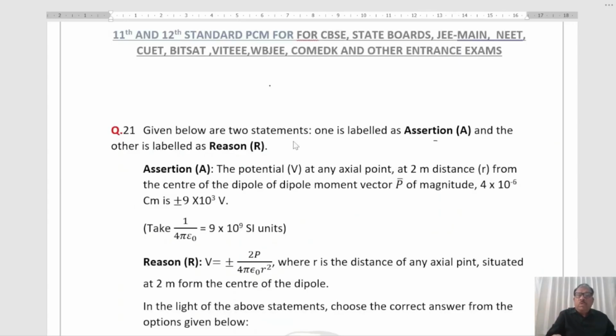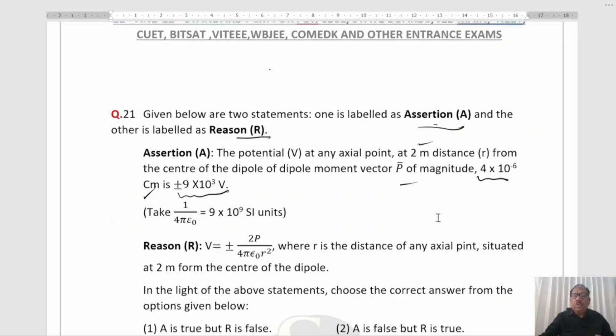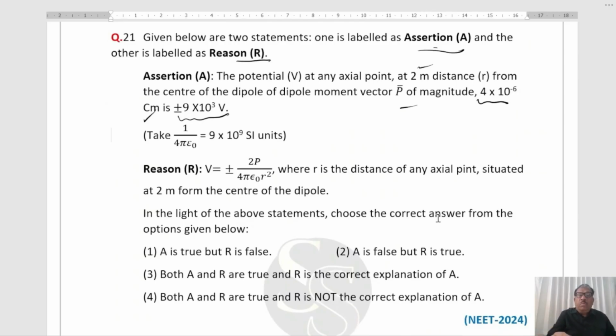Question is, given below are two statements. One is labeled assertion and the other is labeled reason. Assertion: the potential V at any point at 2 meter distance r from the center of the dipole moment vector P of magnitude 4 into 10 to the power minus 6 coulomb meter is plus minus 9 into 10 to the power 3 volt. And reason is V equal to plus minus 2P upon 1 over 4 pi epsilon r square, where r is the distance of any point situated at 2 meter from the center of the dipole. You have to pick up one of the correct answers, right?